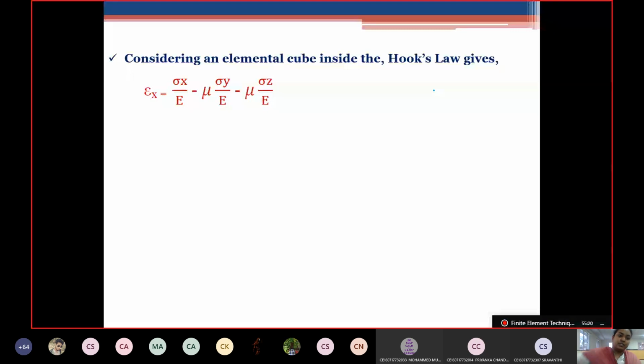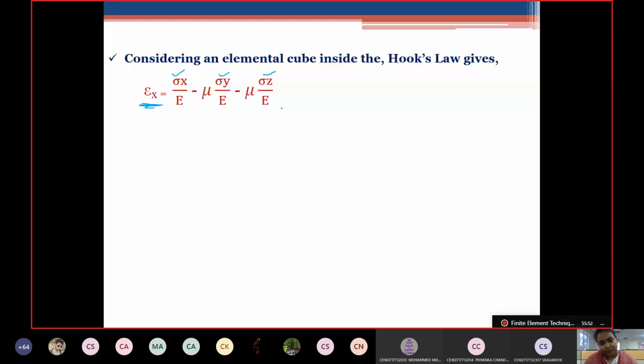This is the generalized Hooke's law form for the strain in x direction. Here we are considering the elemental properties E and mu. I think you have seen these equations already, but you don't know that this is the generalized Hooke's law. All right, what is this? I have strain in x direction. How is that related to normal stress in x direction, normal stress in y direction and normal stress in z direction?